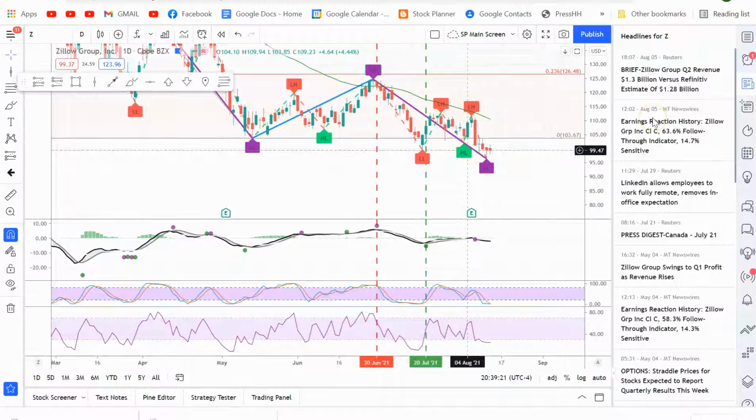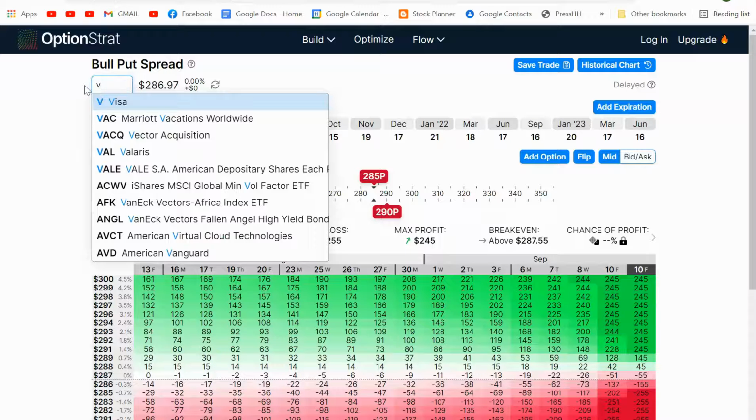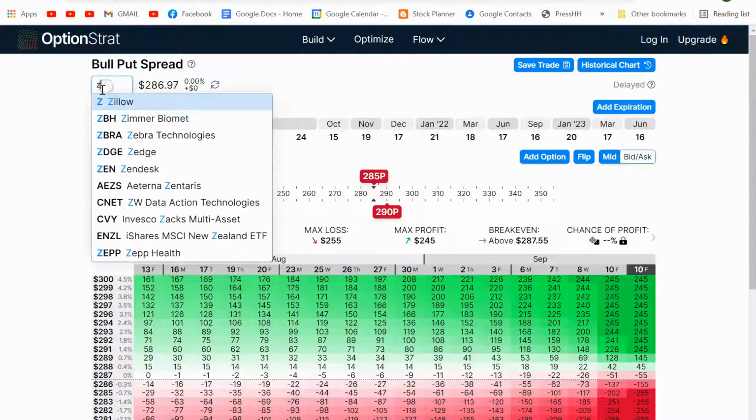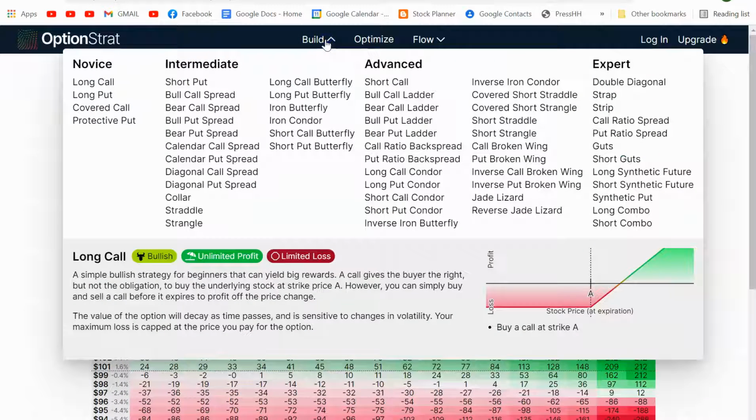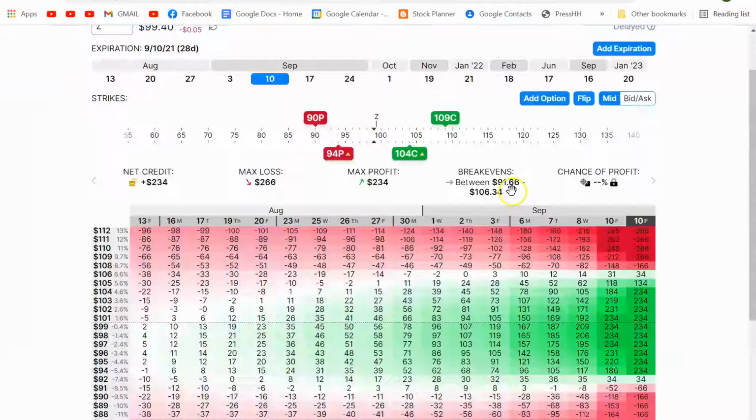I use a simulator for options. It's called Option Strat. And I can type in my stock here. Oop, it's not Visa. I did that yesterday. Zillow. And I want to go ahead and stay in between those two. So let's go with Iron Condor. And I said it needs to stay between 100 and 116. And this is not quite 116. There it's got that. This is about a 1-for-1 trade as it sits now.